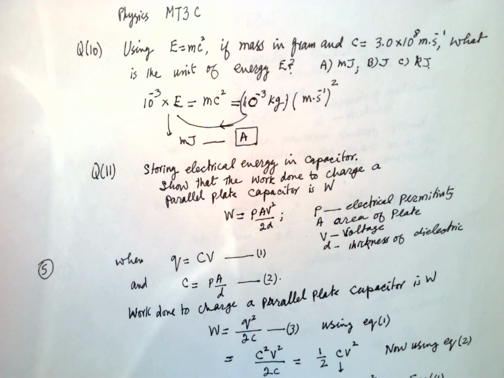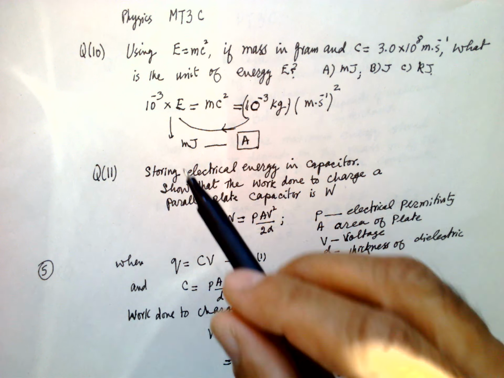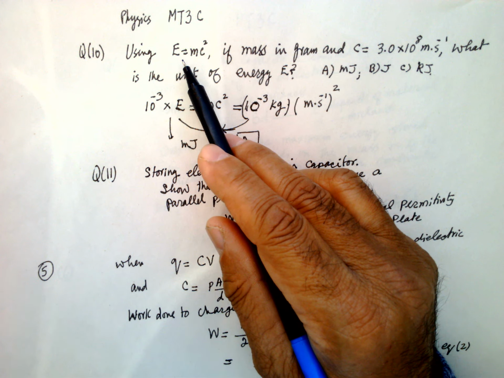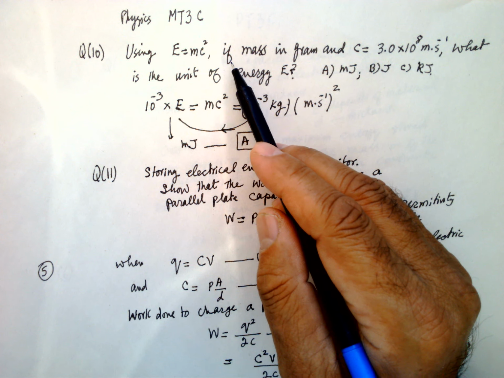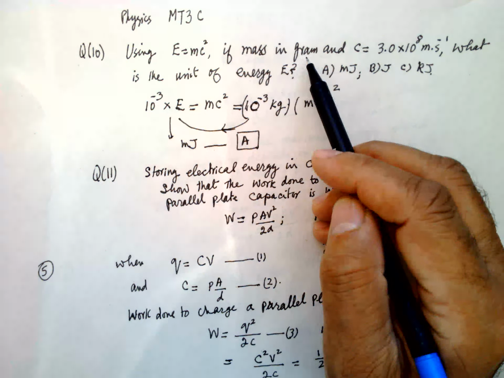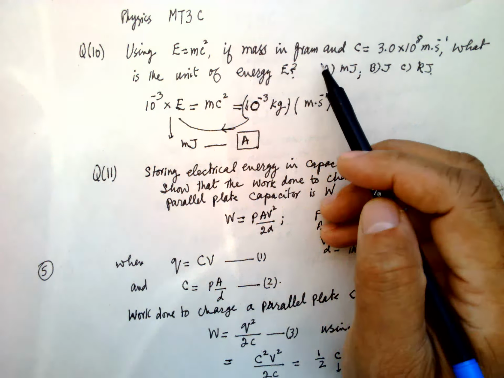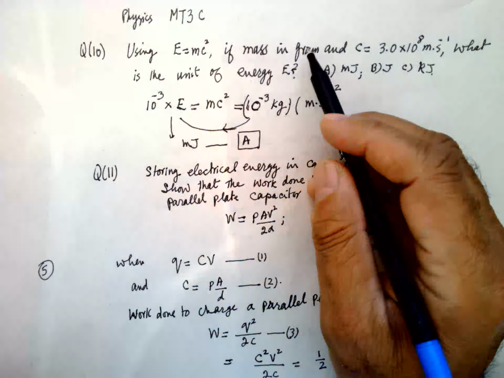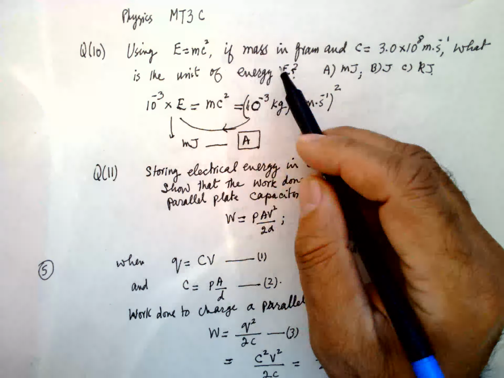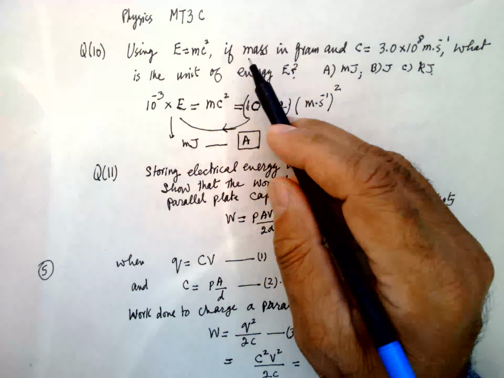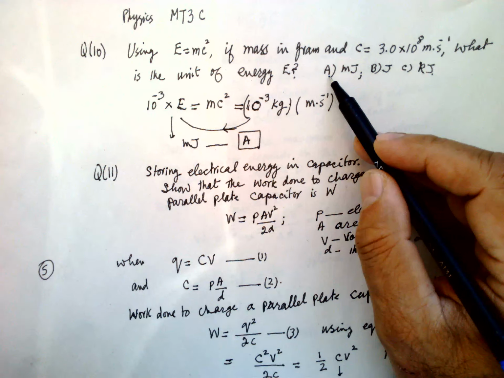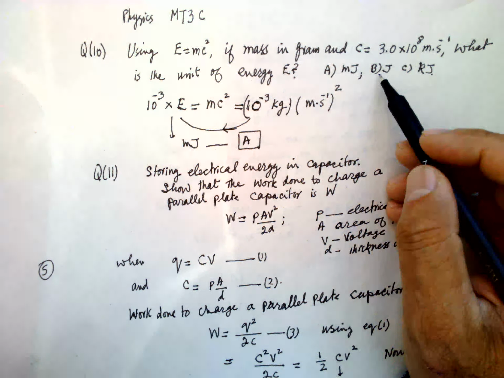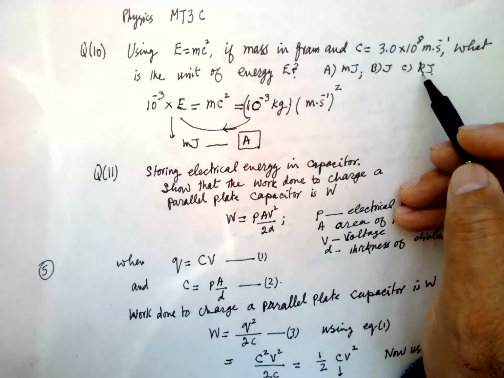So, question number 10. Using Einstein's formula, E is equal to mc square, if m is the mass in gram and c is in the usual 3.0 into 10 power 8 meter per second, what is the unit of energy in this setting? Option A, millijoule, B, joule, and C, kilojoule.